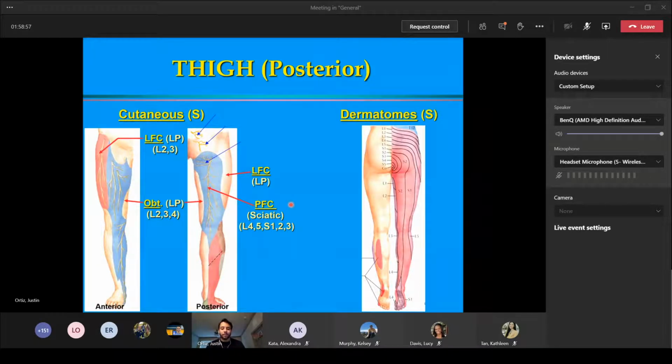And then the posterior femoral cutaneous nerve, posterior side of the thigh, is going to give you cutaneous innervation, right? So if we know what these things stand for, then we should know exactly where they go and what they supply, right? And then remember dermatomes, he said not to worry about those.